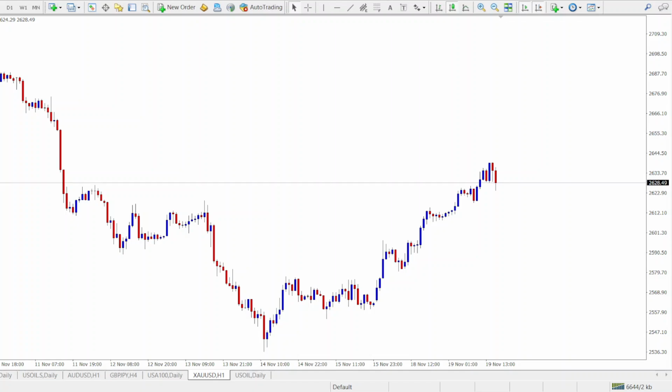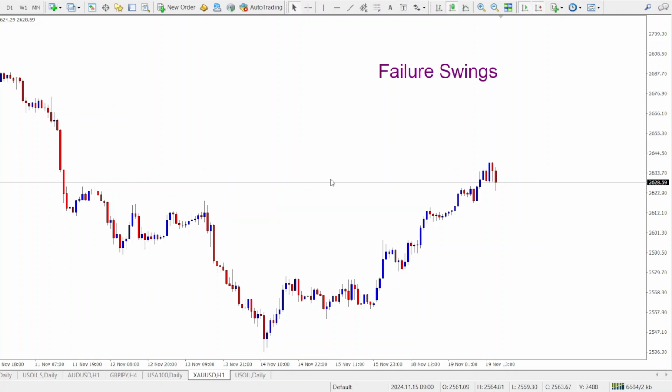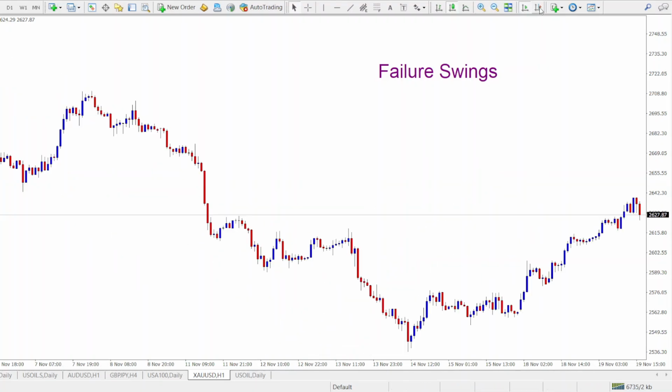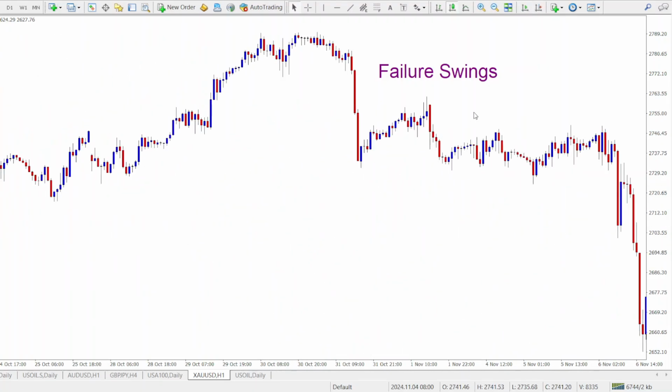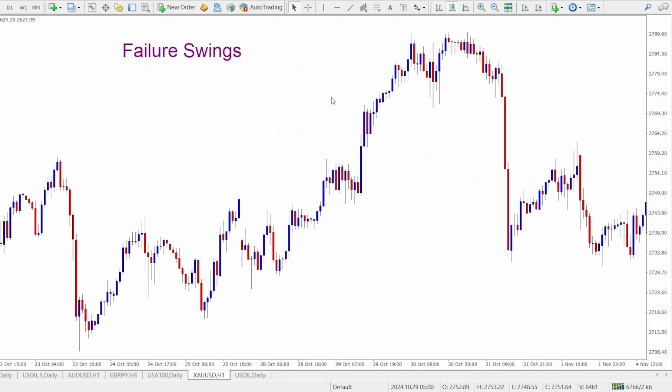Let us get started. First things first, what exactly are failure swings? In the simplest terms, a failure swing occurs when the price movement fails to continue in the direction that traders expect. That's just what it means. All right, so let us look at an example before I move ahead.